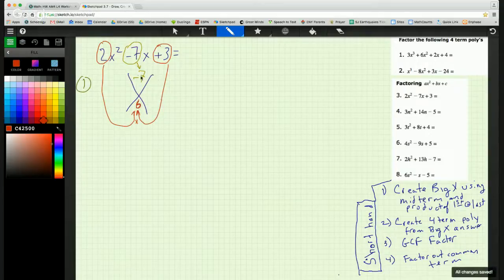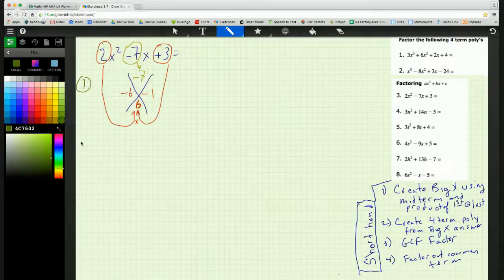Now, we need two numbers that add to -7, but multiply to 6. So that's got to be two negative numbers, because if they add to -7 and multiply to 6, that's going to be a -6 and a -1. Okay, so that's step 1. I've done my big X factoring.